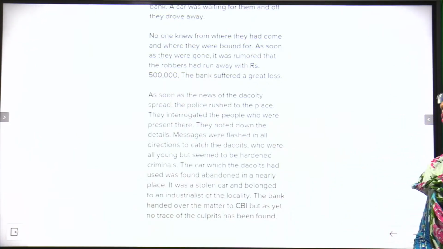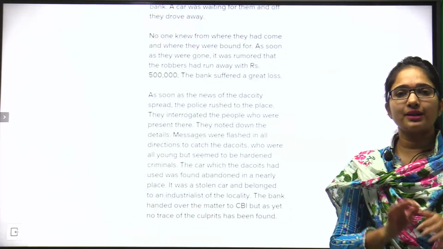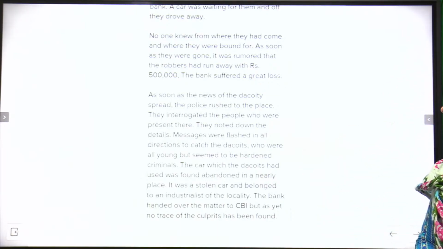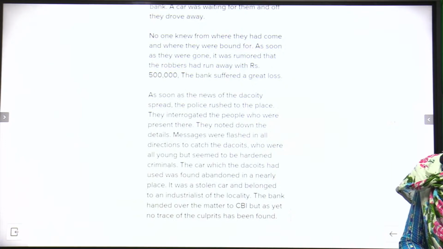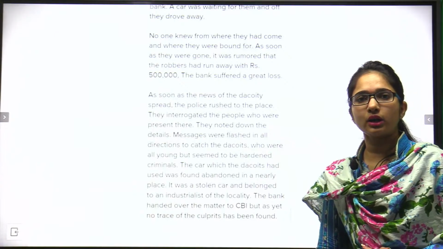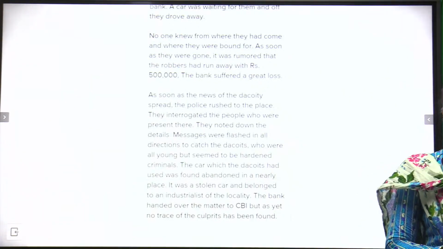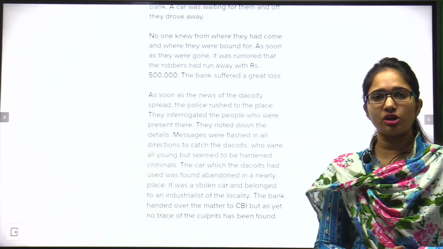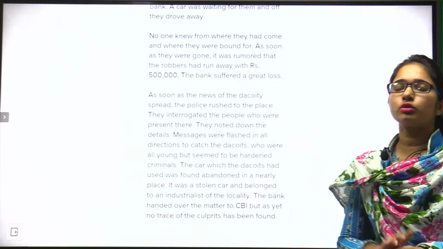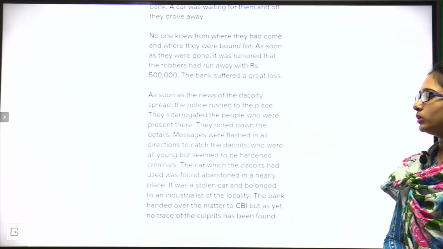The police rushed to the place. The police came to know that there was a robbery. There was complete security there. They interrogated the people who were present. They asked how those thieves came into the bank, what all things they had taken, and how they had left. After collecting the information, they found some clues, and collecting those clues, they started investigating. They noted down the details.